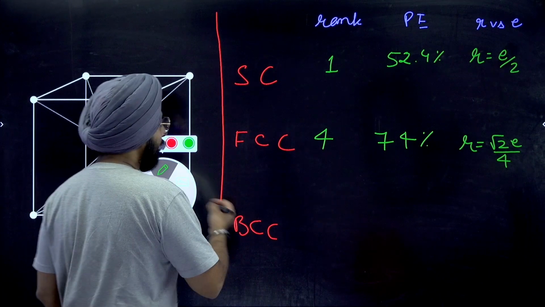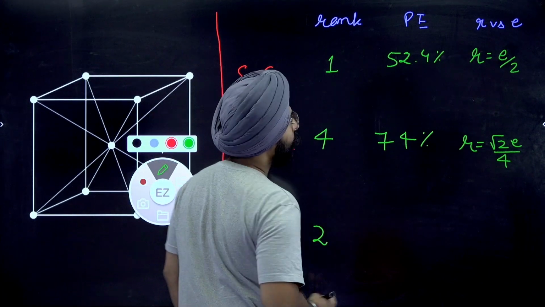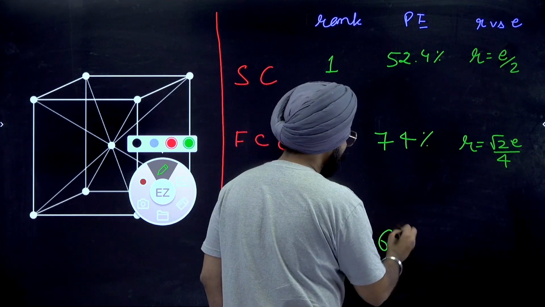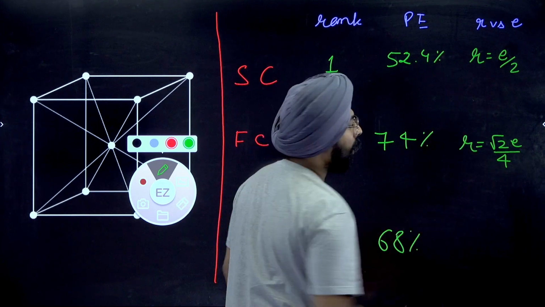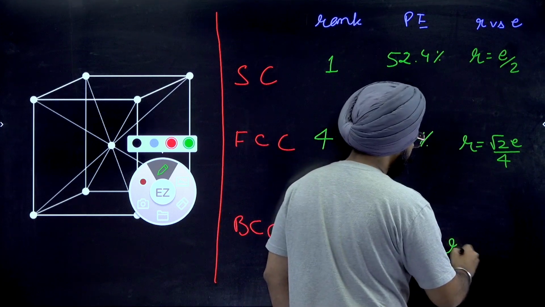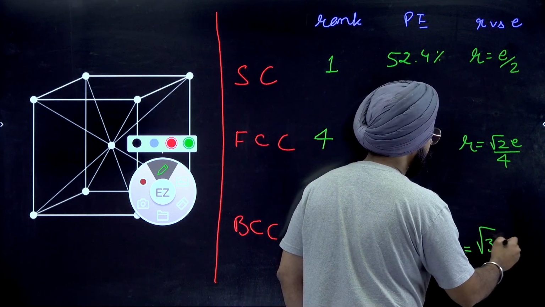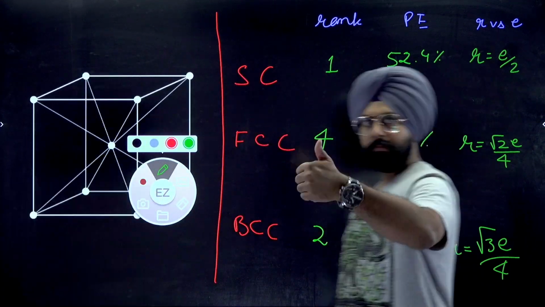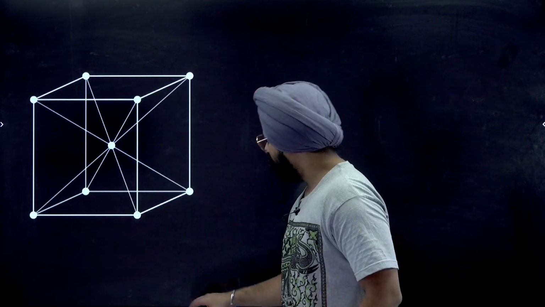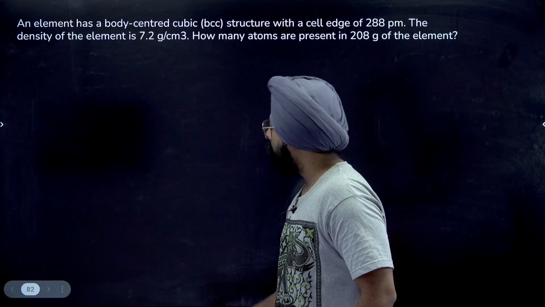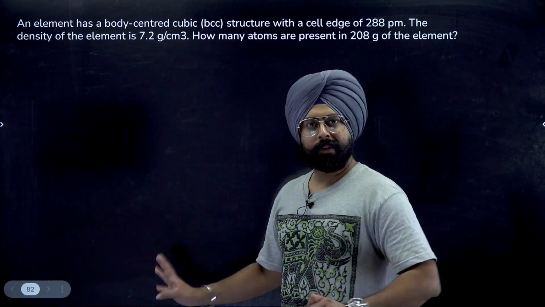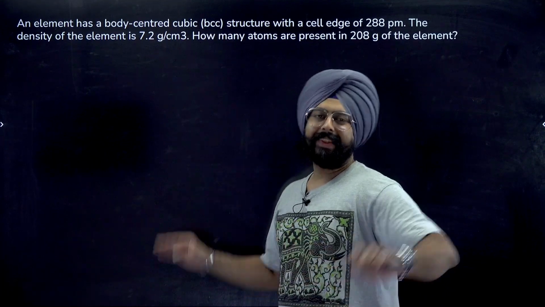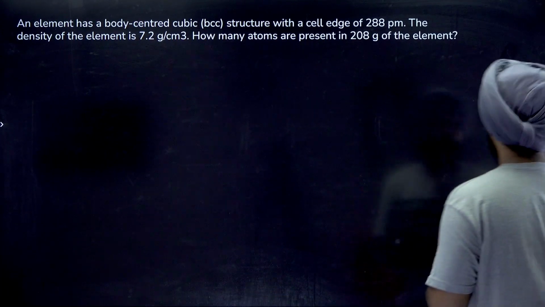And then BCC, what is the rank? The rank is 2. Packing efficiency is 68%, and R versus E: radius is equal to the body diagonal divided by 4, root 3E by 4. Done. Now, let's move on to some questions. We'll do 2-3 questions and that's it for this class.